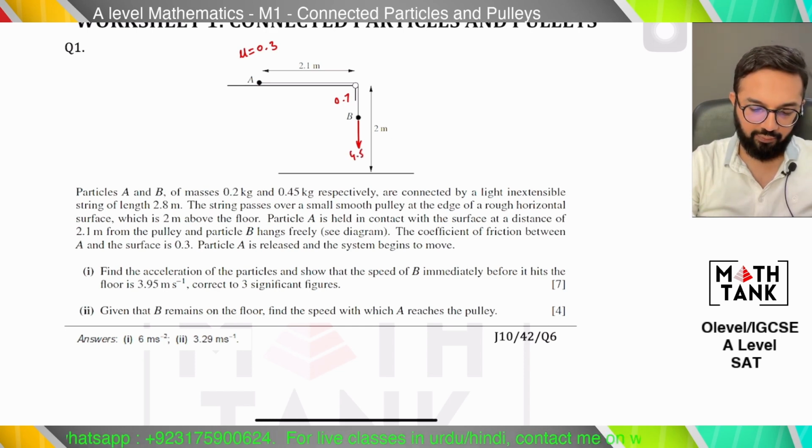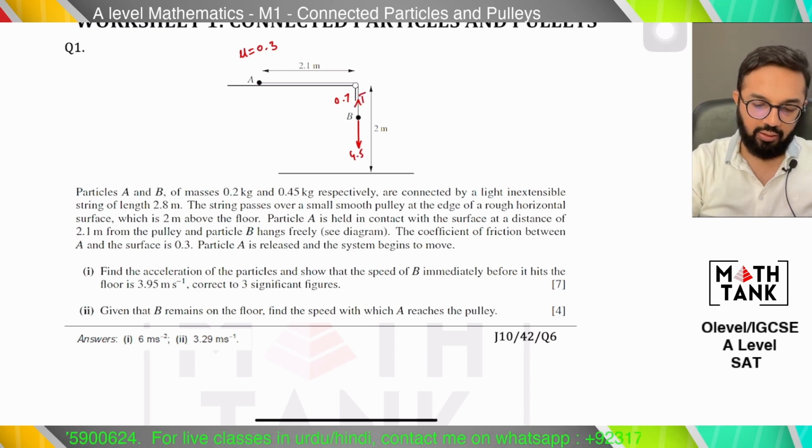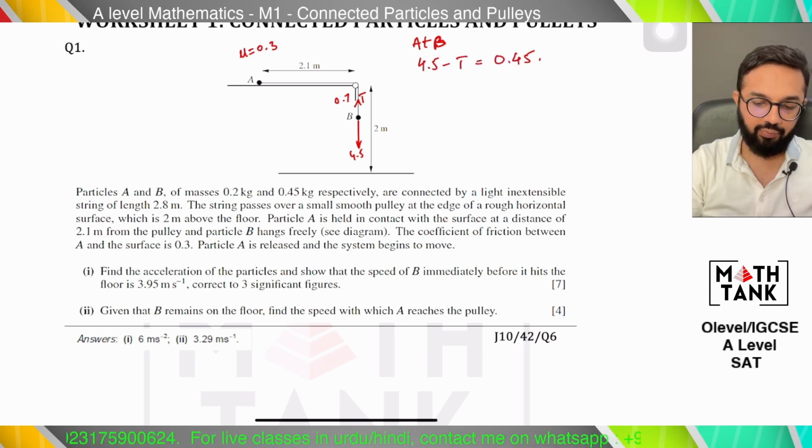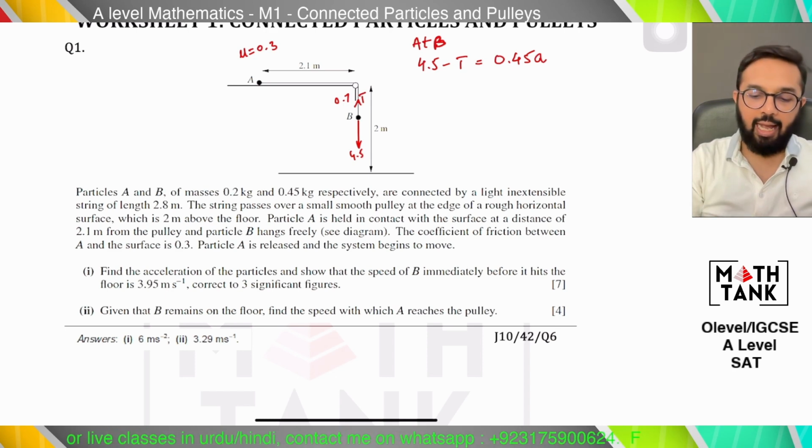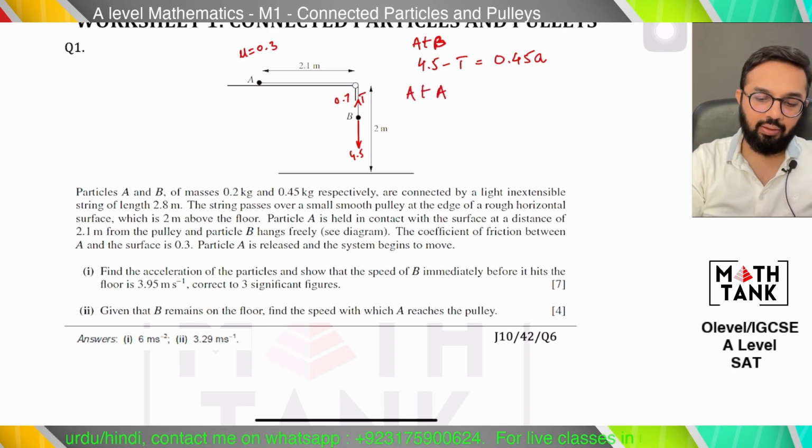This is 4.5. There's an upward force of T. So at B, it's relatively simple. The particle is going to move down. I'm going to say that 4.5 minus T equals 0.45a. At A, it's a little different.